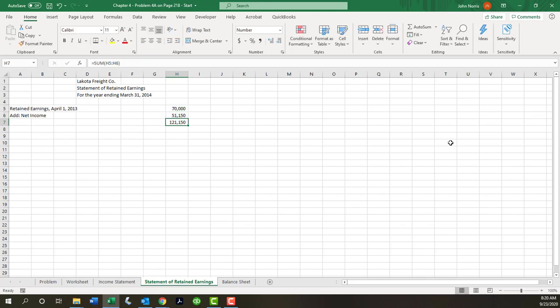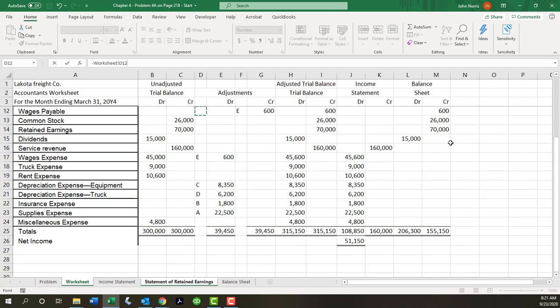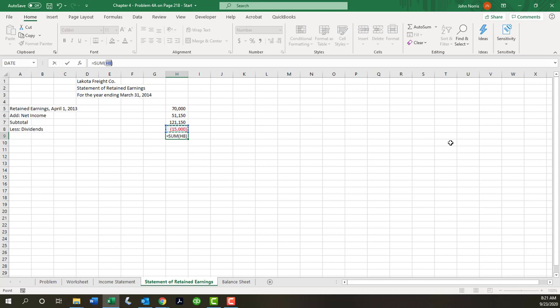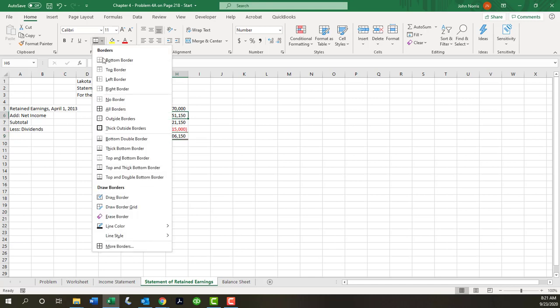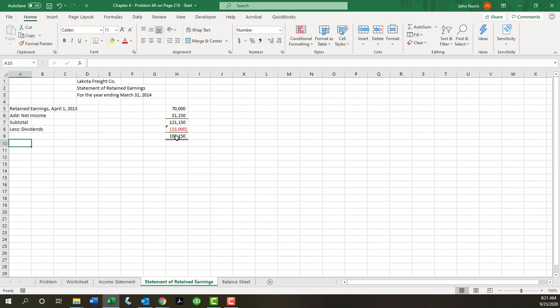That gives us a subtotal. And then less dividends of 15,000, and that gives us retained earnings on March 31st, 2014. Okay. That's the statement of retained earnings.